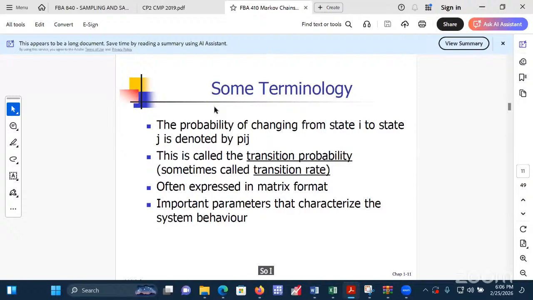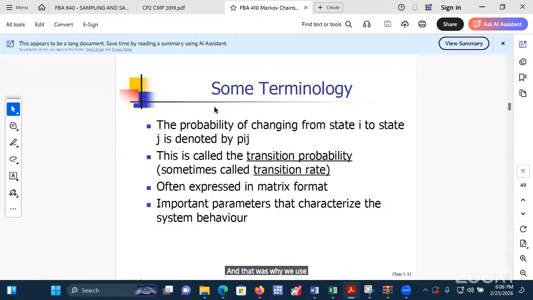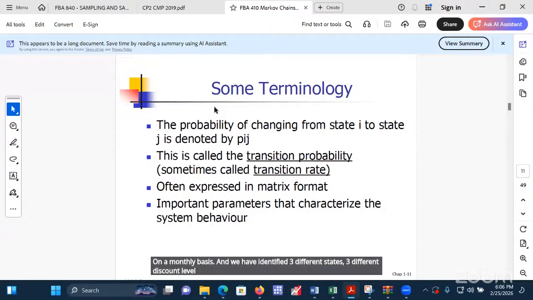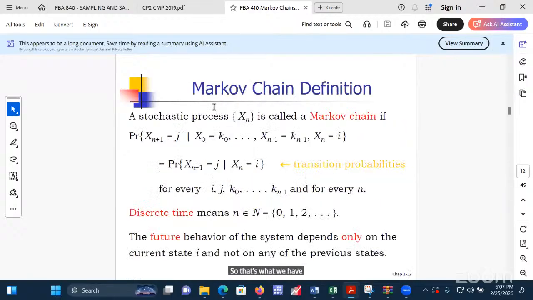So I have demonstrated how you can derive the transition probability from first principle. And that was why we used that Excel, to monitor the classification of a particular Dangote cement supplier on a monthly basis. We identified 3 different states, 3 different discount levels that a cement supplier can enjoy: 0%, 10%, and 30%. So we derived the transition probability from first principle. That's what we have done, and then we are moving forward.